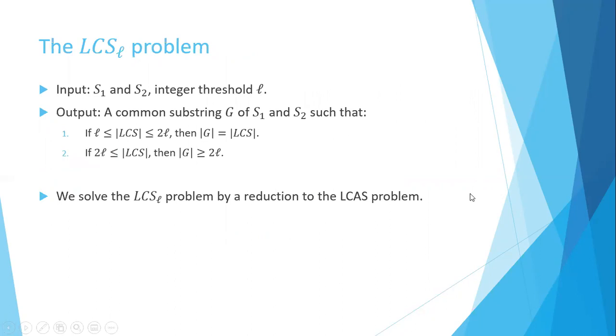So now back to the LCS-L problem. In addition to the strings S1 and S2, we are also given an integer threshold L. The idea is that we would like to find a common substring G which has a length of at least L. What we would like LCS-L to return is that if the true LCS is between L and 2L, then it must return a common substring G that has a length of at least LCS, because of course there can be several common substrings which have the maximum length.